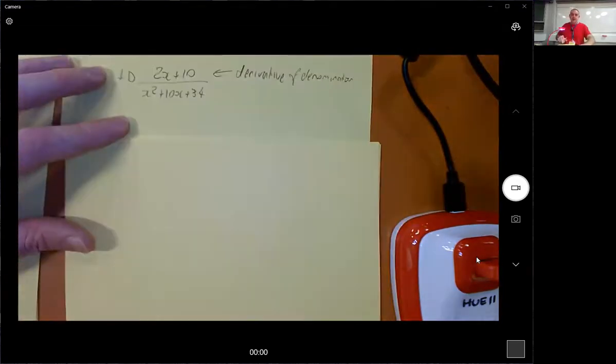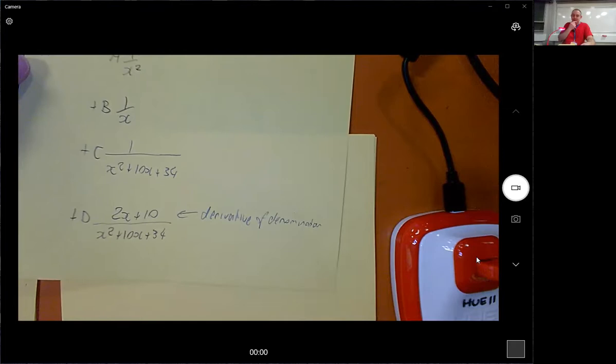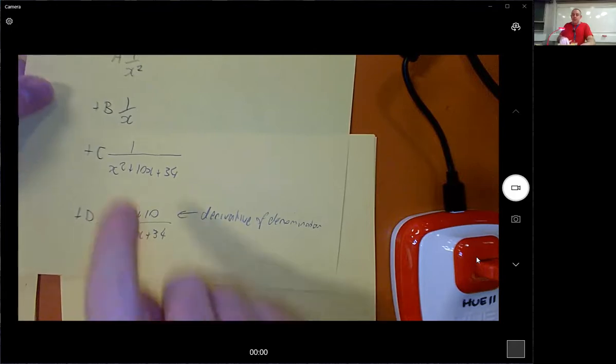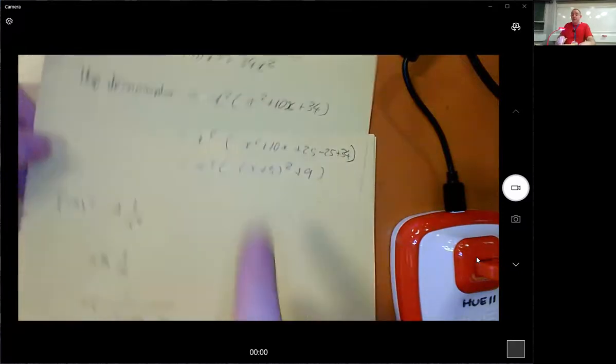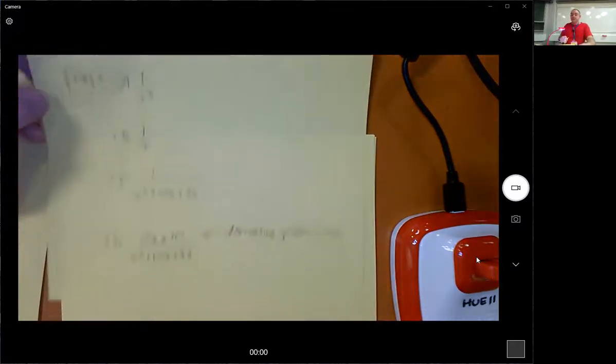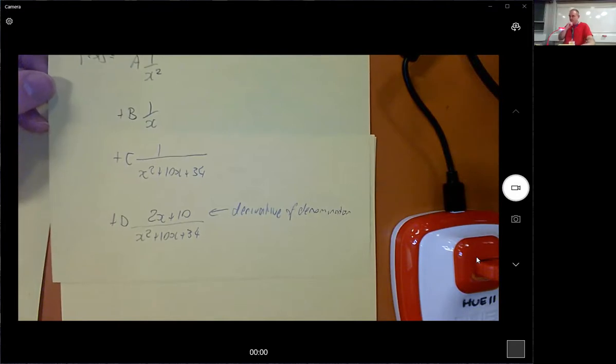Okay. So now we're going to figure out what these letters actually are. One way to figure out what these letters are is to put these all over a common denominator and write it as one big fraction that has this denominator. Well, technically this one. And then compare the tops, because if it is the same function, the numerators have to be the same as well. That's the classic way of doing it. So that's what I'm going to do.